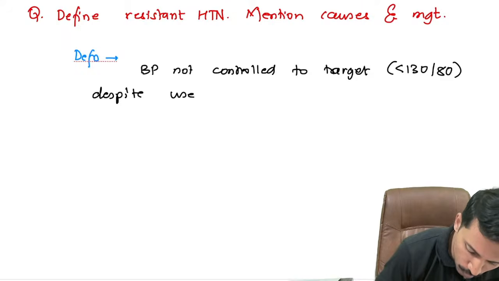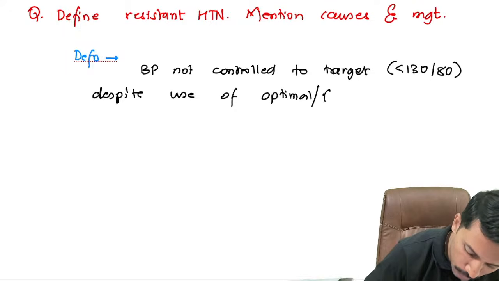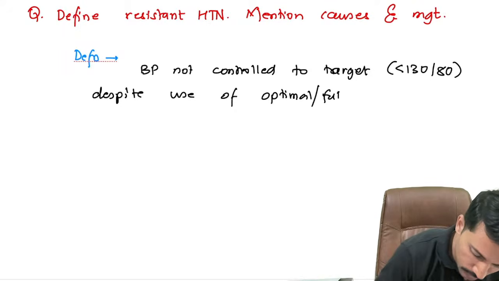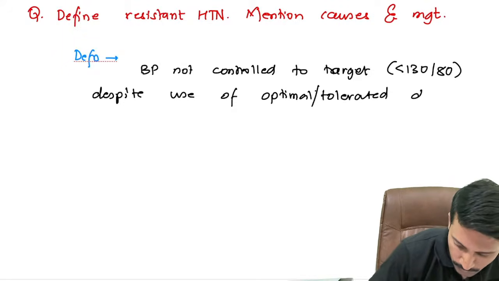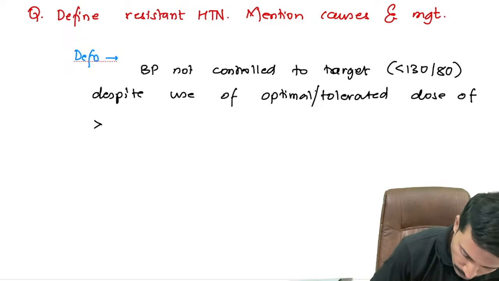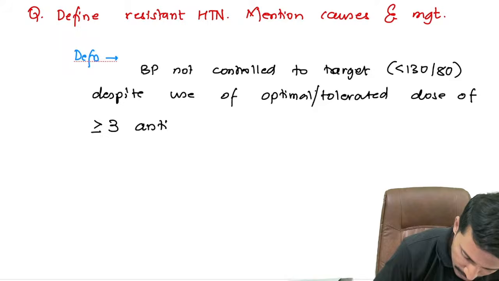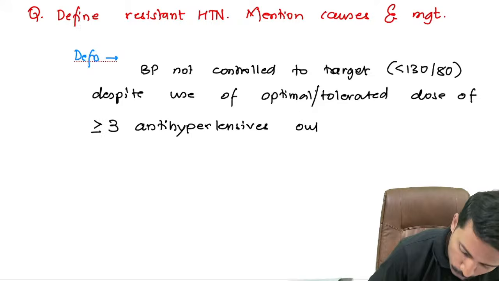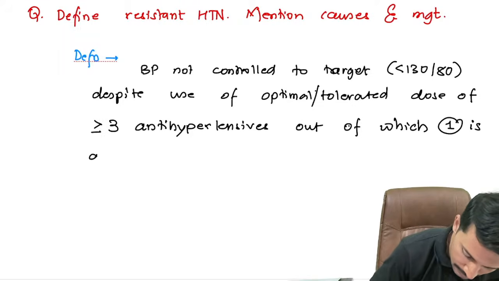despite use of optimal or fully tolerated or well tolerated dose of more than 2 antihypertensives, or instead of saying more than 2, you can say more than or equal to 3 antihypertensives, out of which one is a diuretic.